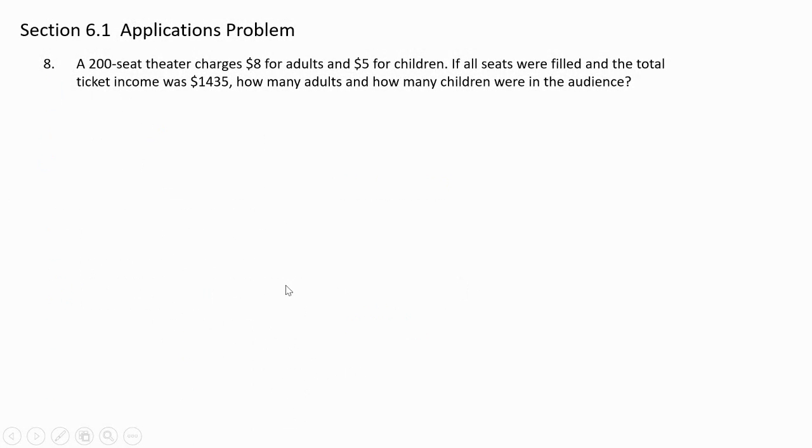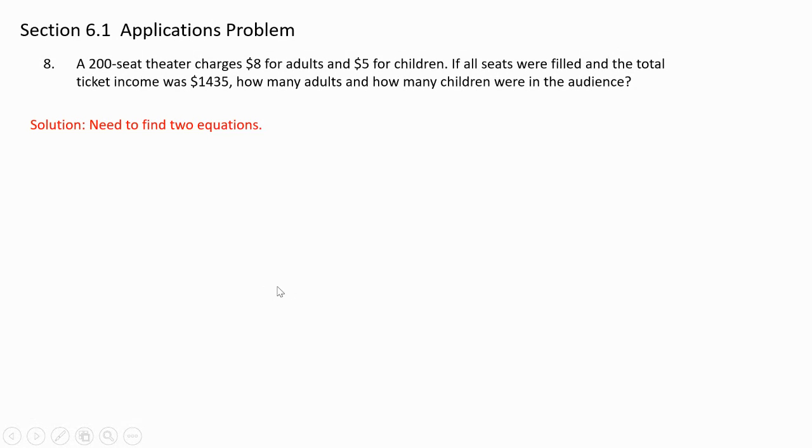Okay, now here we continue with 6.1. Here's how it applies to a real life situation, like an applications problem. Here it states a 200-seat theater charges $8 for adults and $5 for children. If all seats were filled and the total ticket income was $1,435, how many adults and how many children were in the audience? Okay, well, let's find out.